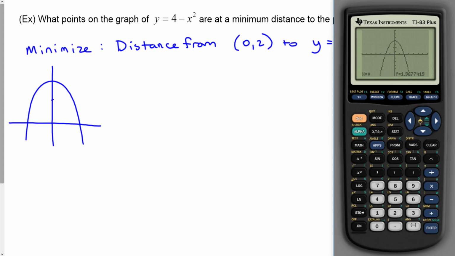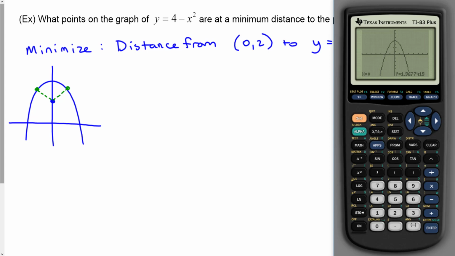This is (0, 2). I'm looking for this minimum distance to the curve, which is probably going to be something like at a right angle to the curve itself. And because of symmetry, I bet we're probably going to find 2 different points. That looks to me like those would be the points at the minimum distance.